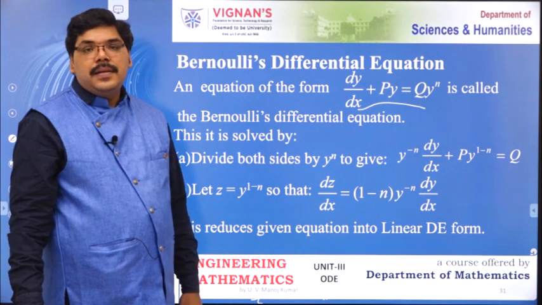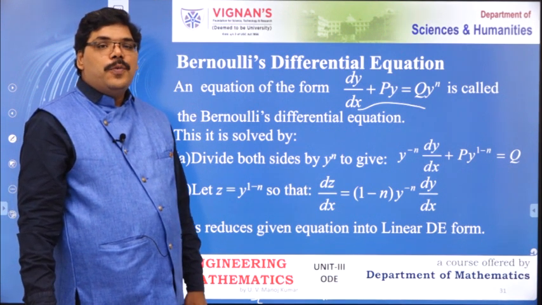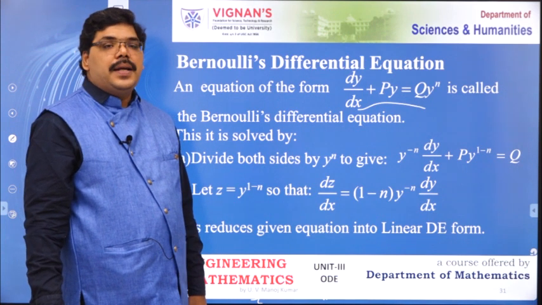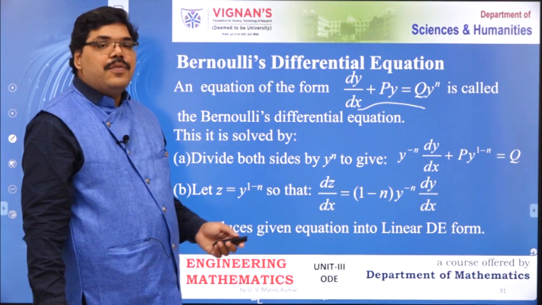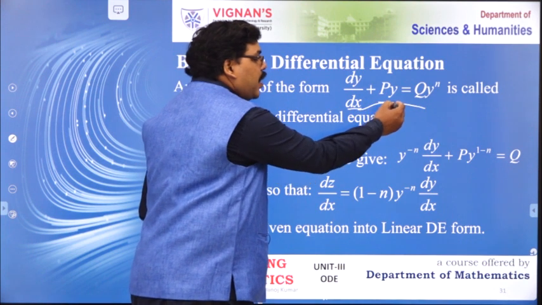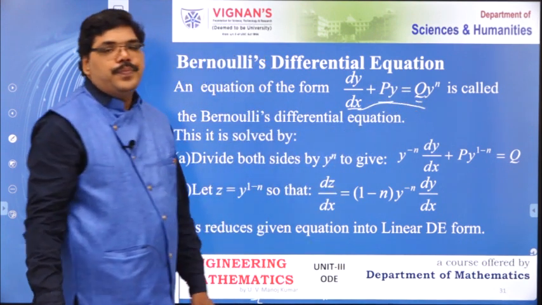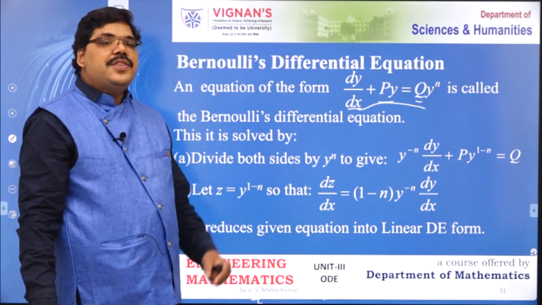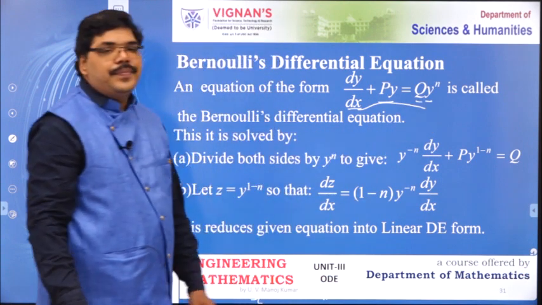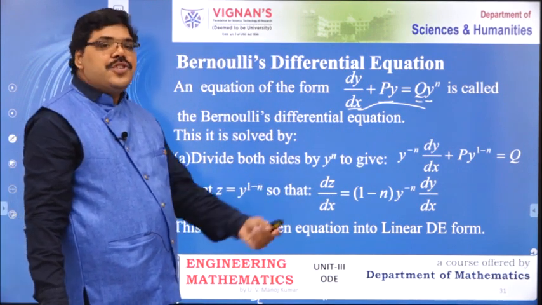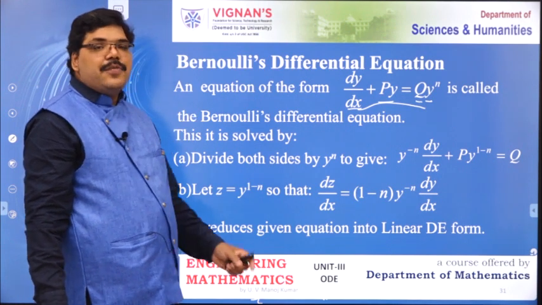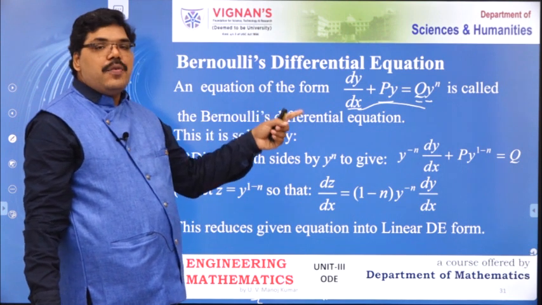Do you remember linear form? What is the difference between linear form and Bernoulli form? If you remember, in linear form, the differential equation is in the form of dy by dx plus p of y equals q. In Bernoulli differential equation form, this y power n on the right hand side is newly joined. So, Bernoulli differential equation standard form is dy by dx plus p of y equals q into y power n.